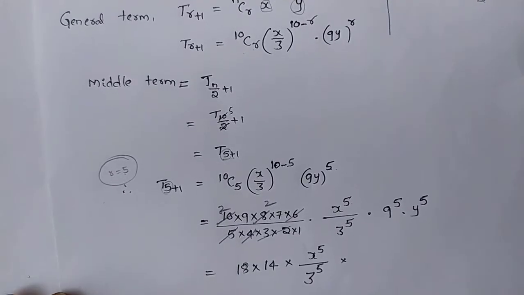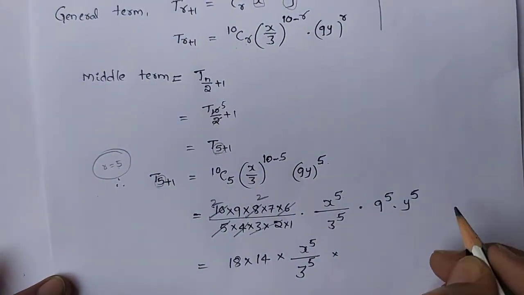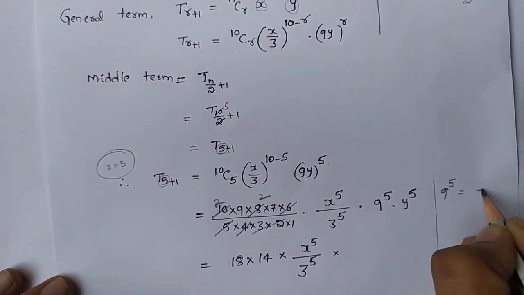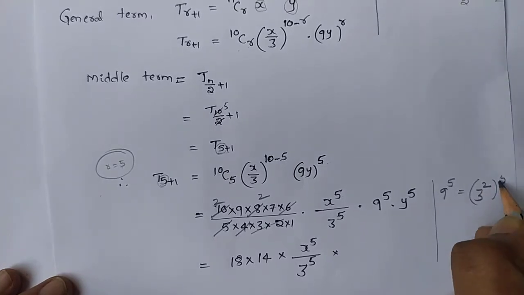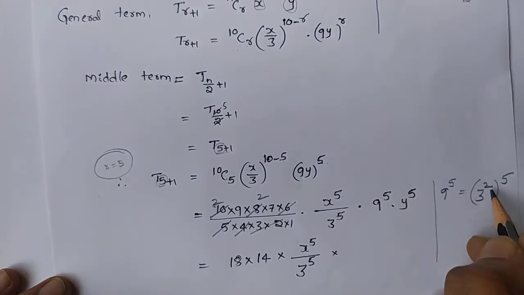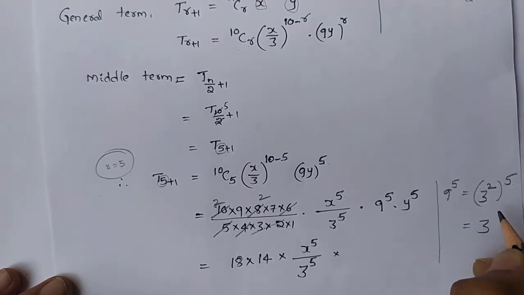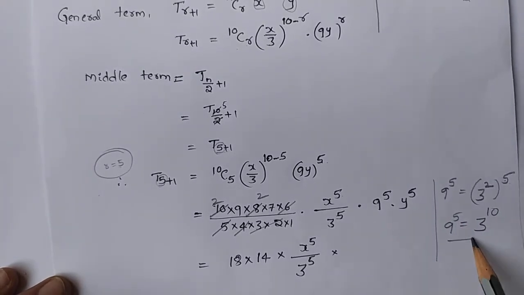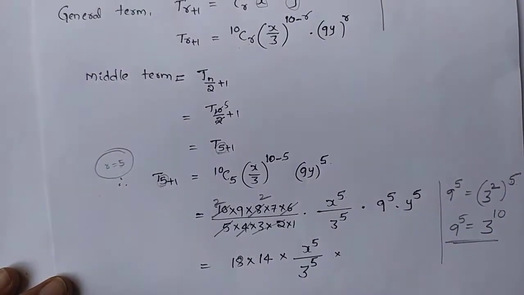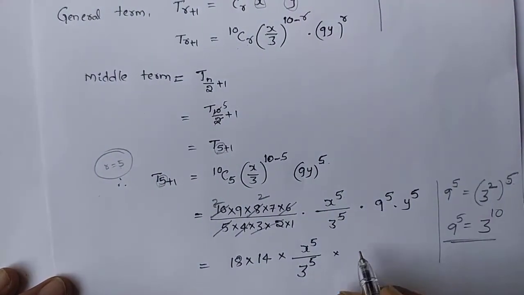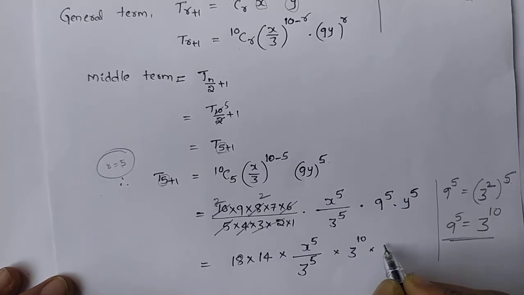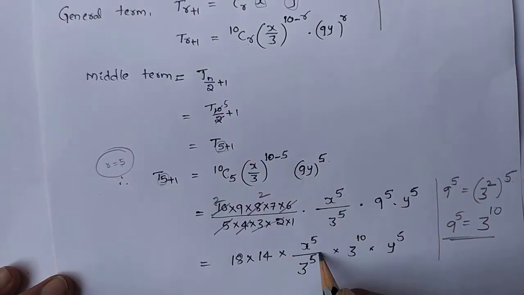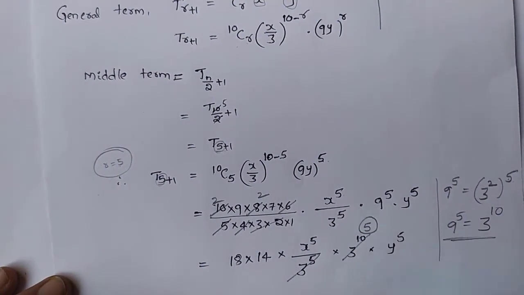See, 9 power 5 can also be written, by using the laws of exponents, as 9 is 3 square, whole power 5, isn't it? 3 square is 9, 9 power 5, right? So that is equals to 3 power 2 into 5, which is 10, 3 power 10. So this is the simplification by using the laws of exponents. 9 power 5 can be written as 3 power 10 into y power 5. Now 3 power 5, 3 power 10 will get cancelled, 3 power 5 will be there.